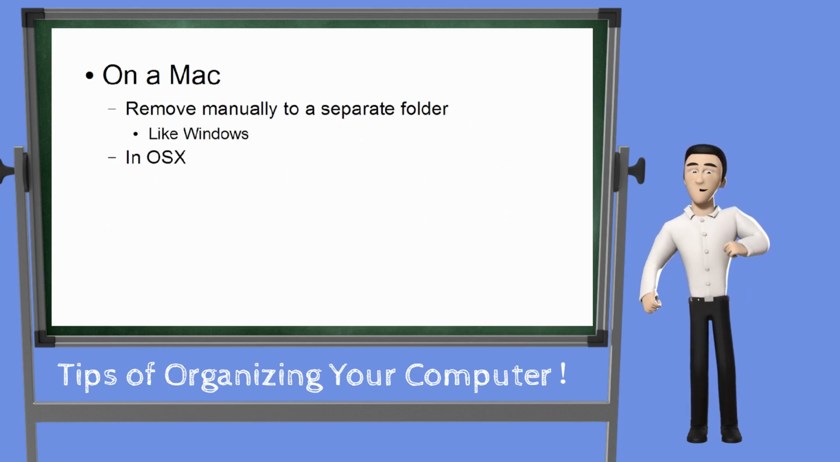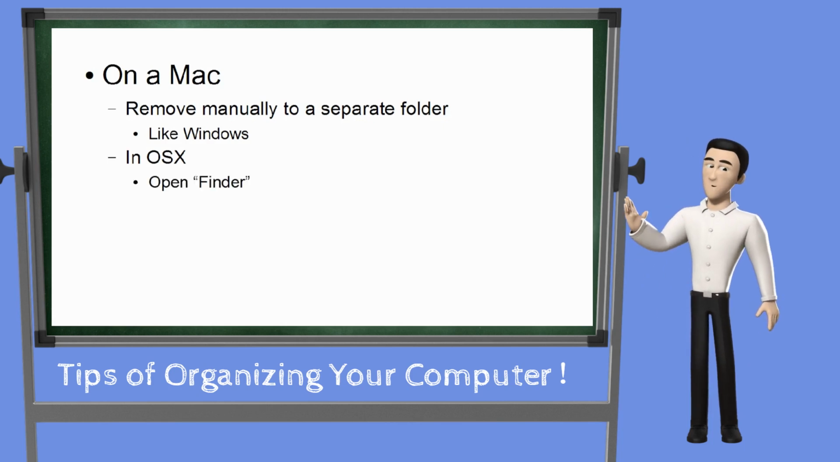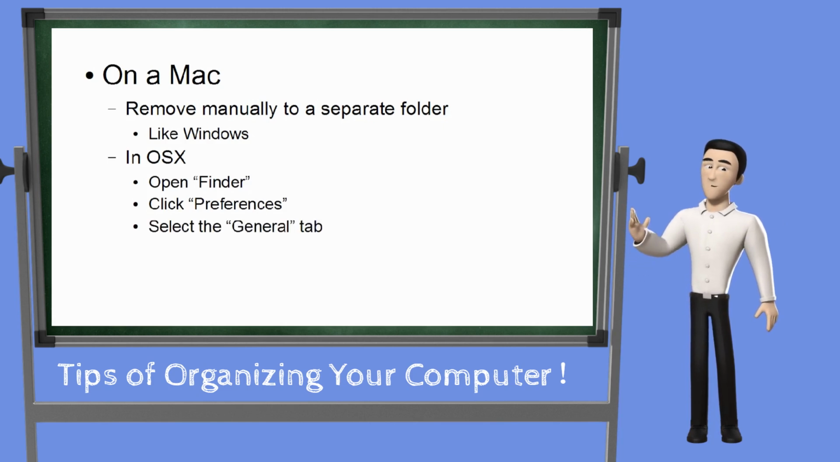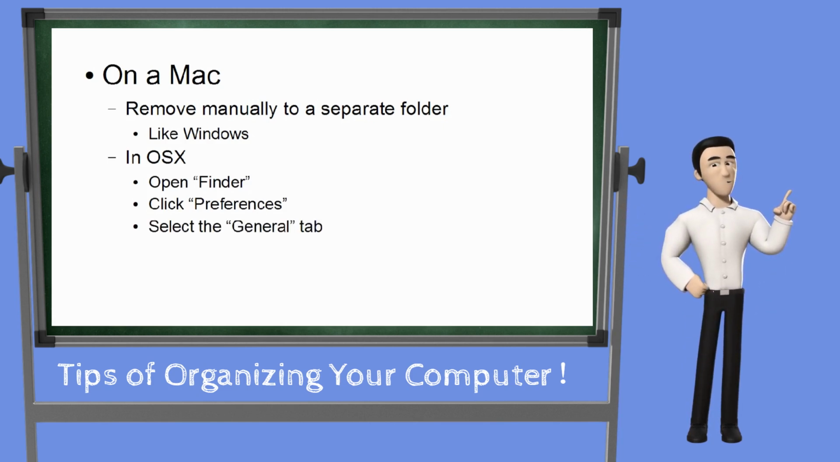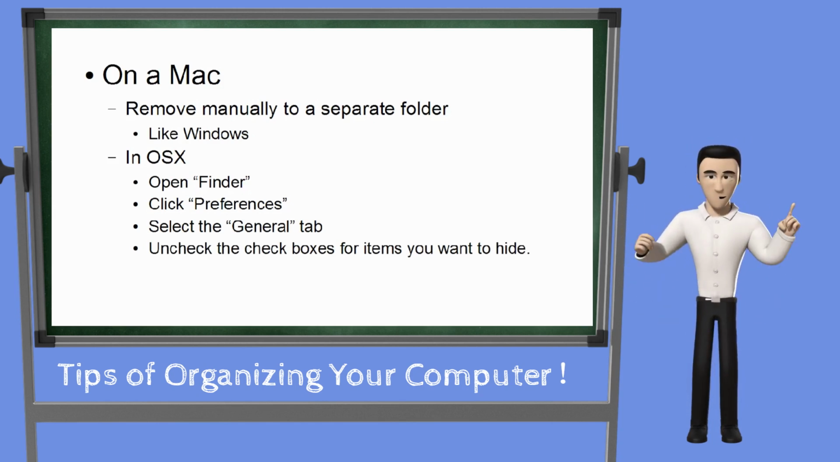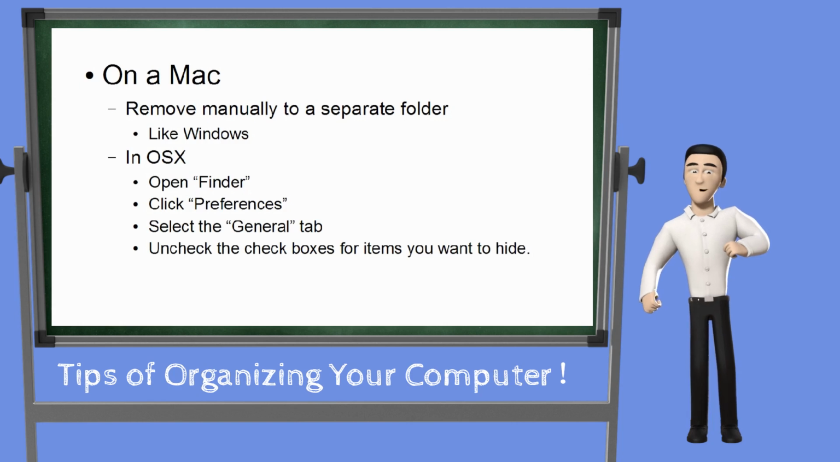On a Mac, you can remove the icons manually to a separate folder, like on Windows. Or if you're running a Mac with OS X, you open Finder, click Preferences, select the General tab, and then uncheck the checkboxes for items that you want to hide. And then next time you go to your desktop, you'll find that they're all gone.